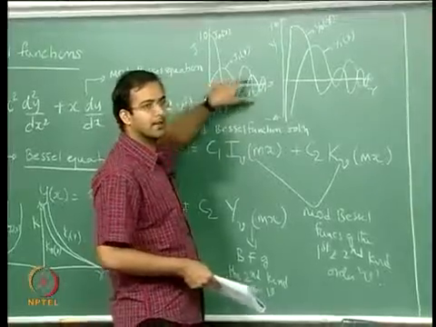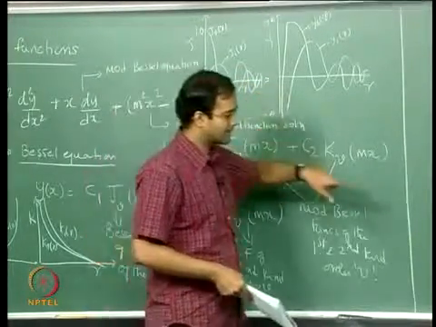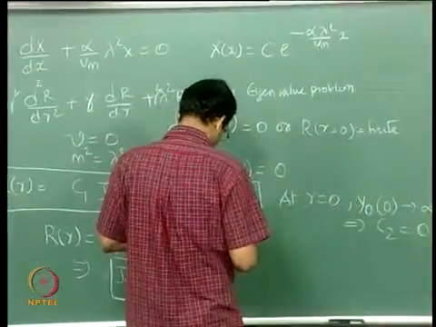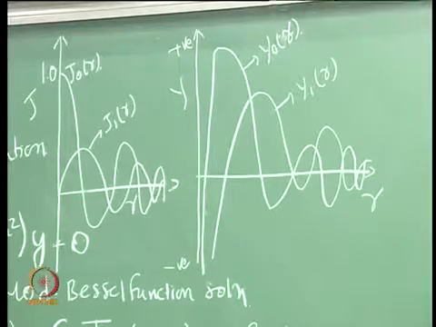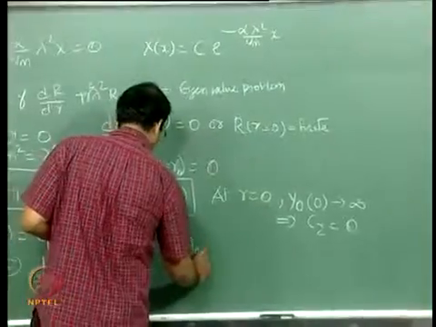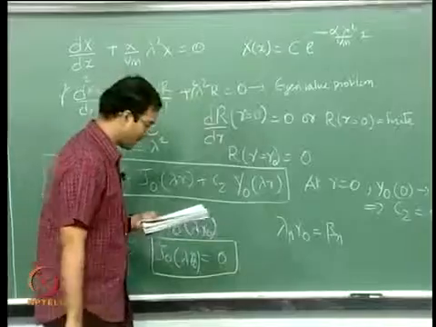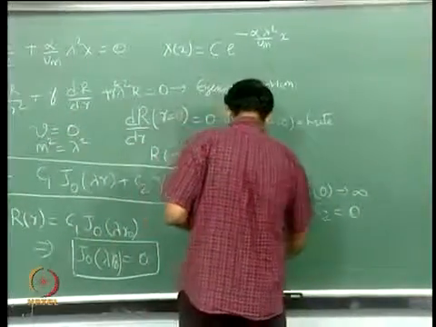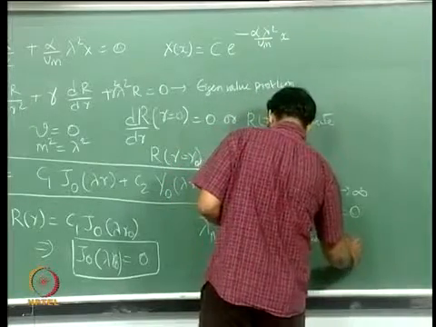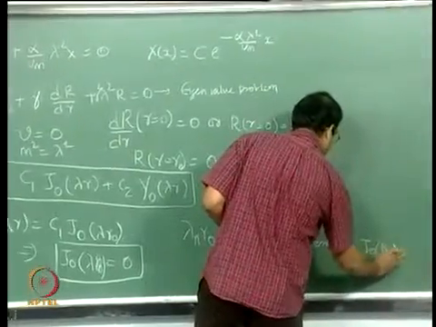So you can see there are several places where j becomes 0. So this has now multiple solutions. I will just give you the first few roots where j becomes 0. Let me call lambda n r naught as some factor beta n. So these are the zeros of j naught beta n.